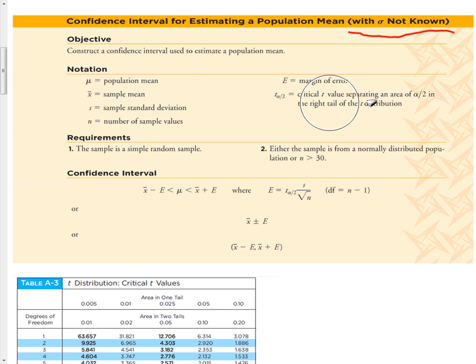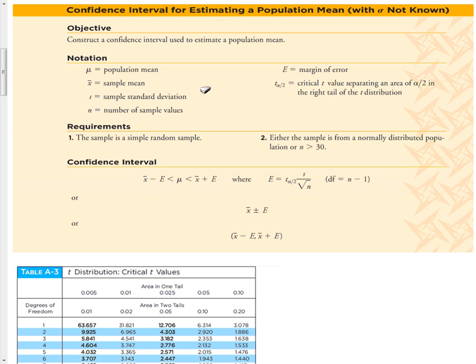All right, so that's the distinction between this section and the section where we were calculating confidence intervals with sigma known. All right, so the requirements here are also different. So let's take a look at the requirements. In this case, remember when we were doing it with sigma known, we had three requirements. The first requirement was the same. The sample is a simple random sample.